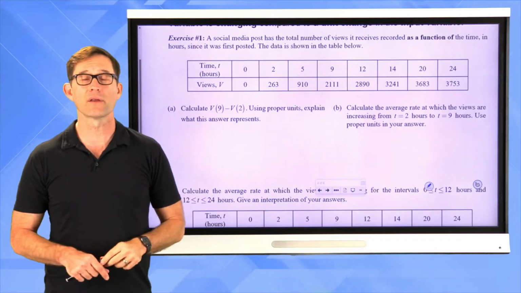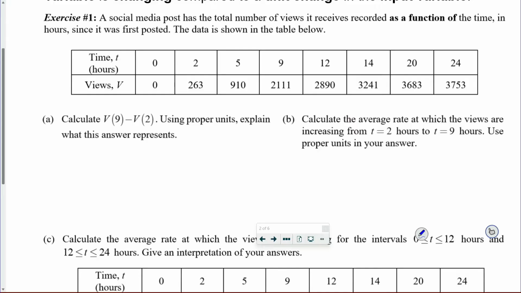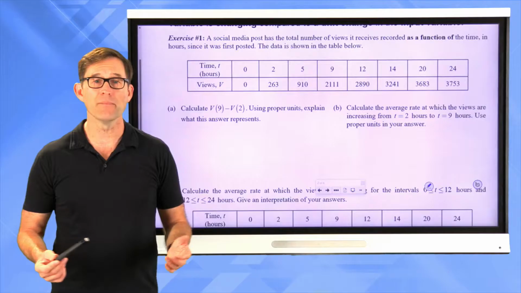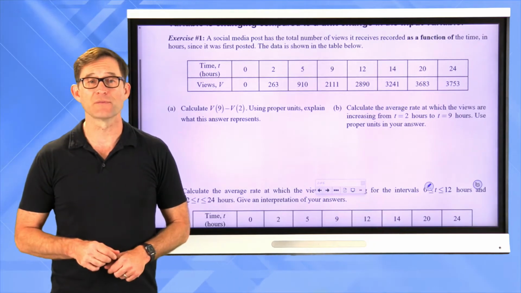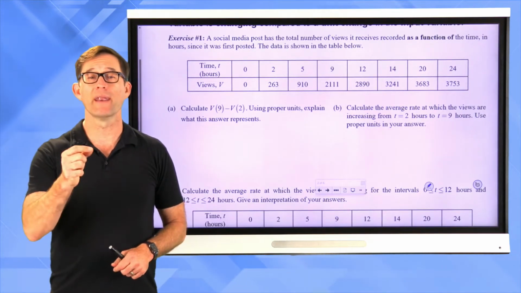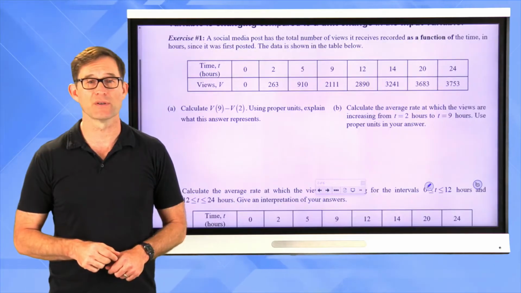All right, let's take a look at letter A. Calculate v of 9 minus v of 2. Using proper units, explain what this answer represents. We've done one like this before, so I'd like you to pause the video right now and go ahead and answer this question.